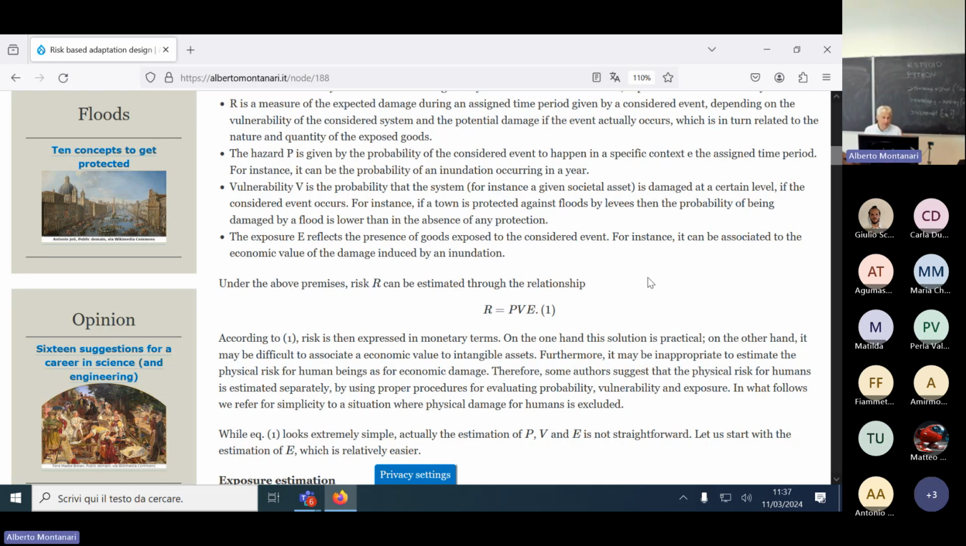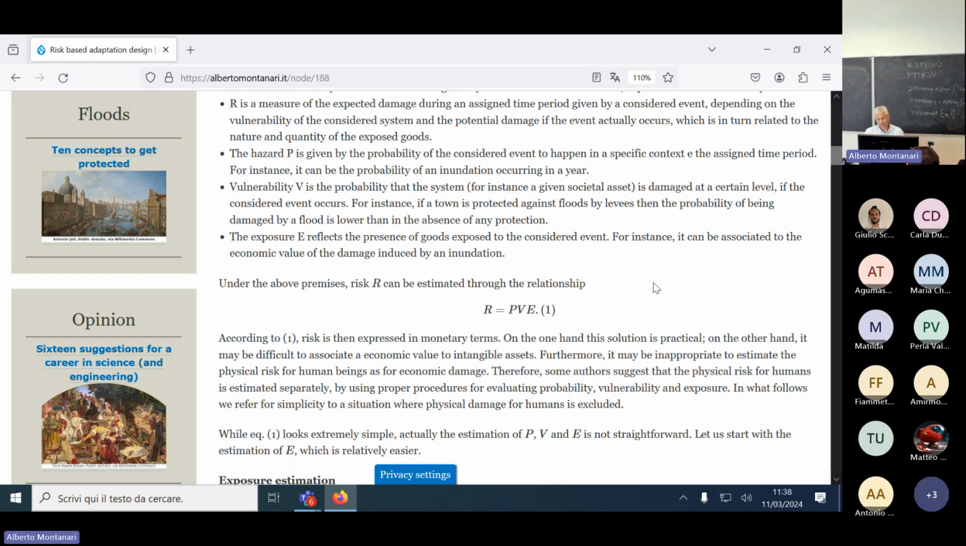Frequency, probability, P. Once again, if an event is very rare, then probability goes down and risk goes down. Vulnerability, you understand, it's adaptation. So vulnerability means I accept the event, I accept climate change, and then I get protected against it. This is vulnerability. And then there is exposure, which is the damage that I want to avoid.